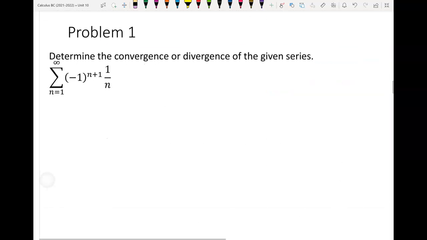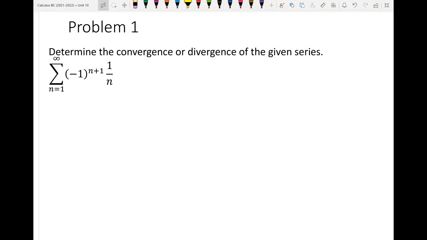Okay, so let's go ahead and look at our first problem. This is going to be our series. We're going to determine the convergence or divergence of that given series. To determine convergence or divergence, we have our different conditions. First, we're going to be looking at the limit as n goes to infinity of a sub n. That will need to be equal to 0. We need to see, is that true?